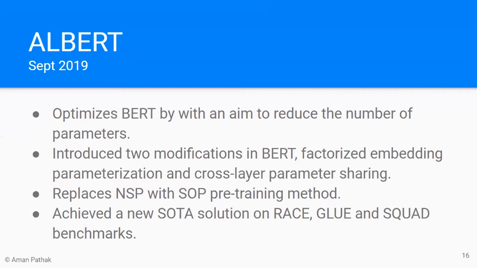Similar to RoBERTa, ALBERT also replaces NSP with a sentence order prediction pre-training method in order to increase the difficulty of this task. We'll see later in the comparative analysis why next sentence prediction has been mostly replaced by all the models after BERT. And as a result, ALBERT has also established new state-of-the-art results.